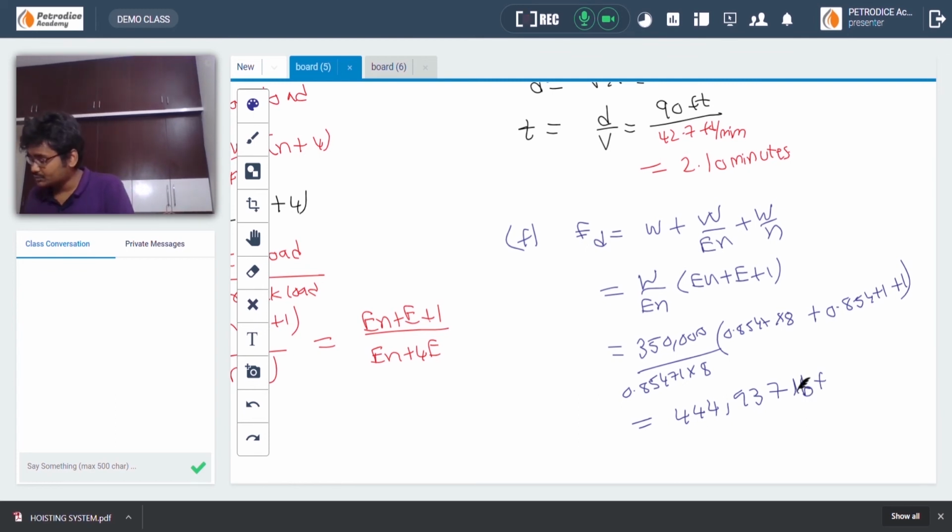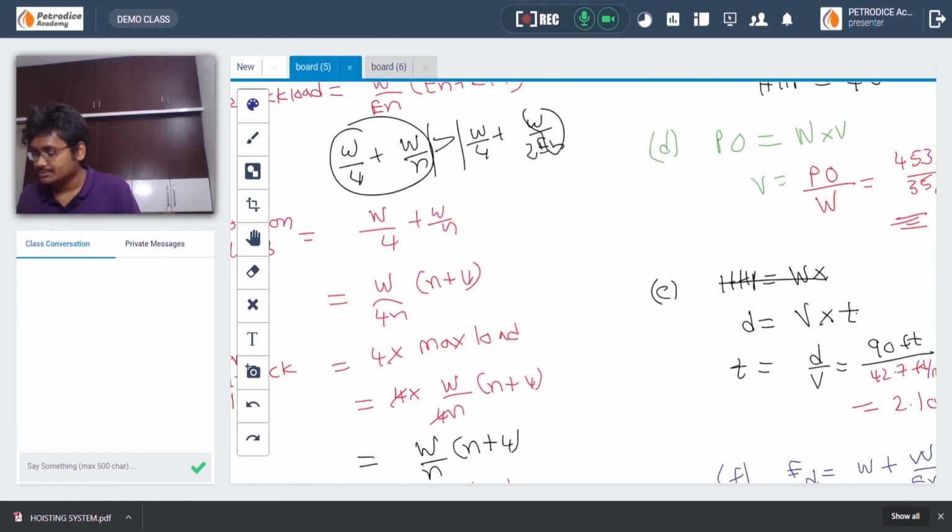Okay, we solve it again. 0.854 into 8 plus 0.854 plus 1. Please, while attempting the GATE examinations, verify your answer one or two times. Okay, it will be helpful to you. Divided by 0.85471 into 8, that is 444. Yes, it's right. Now let's see the next question.